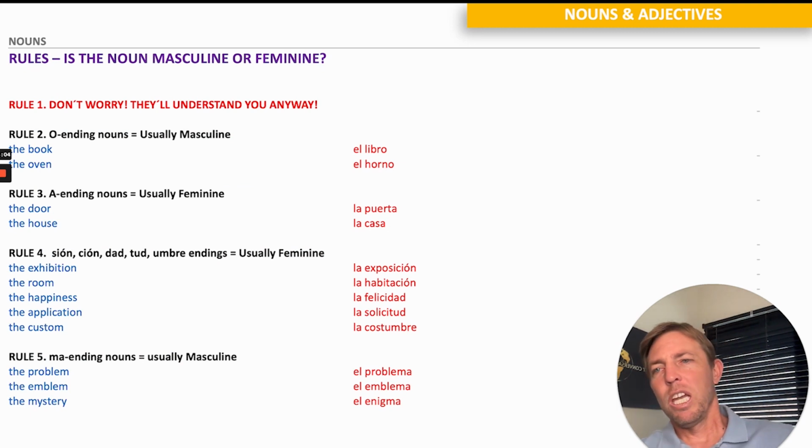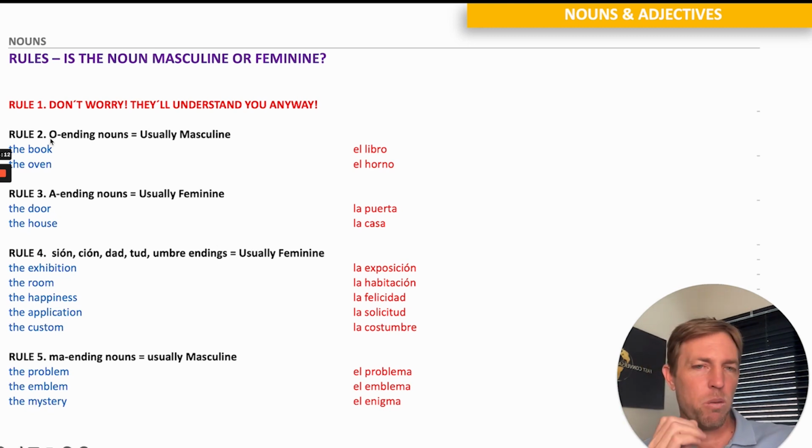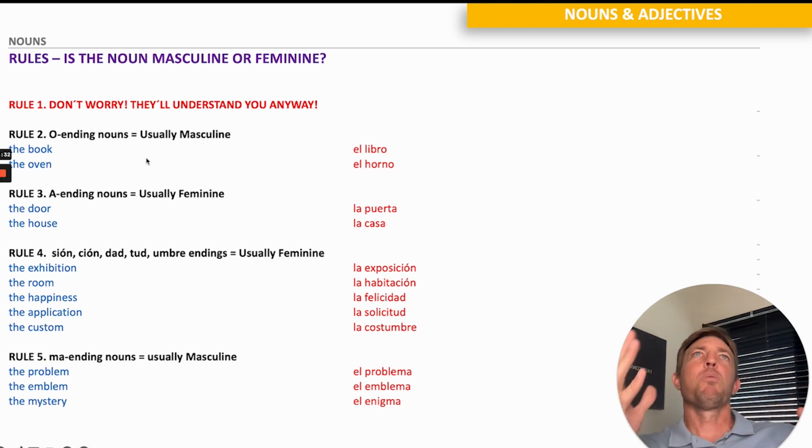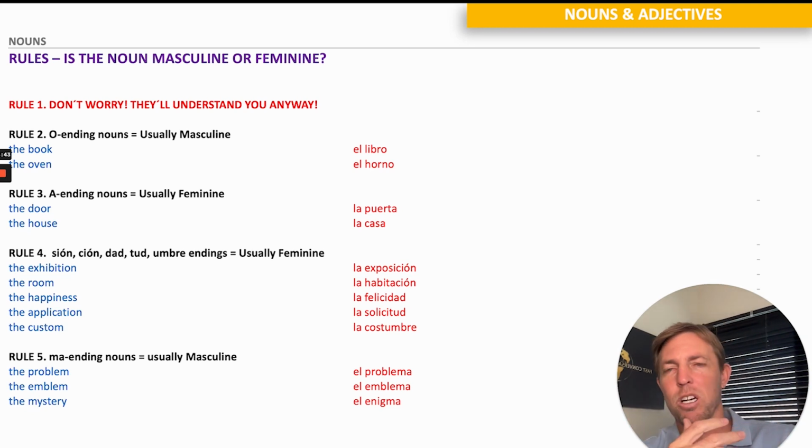Okay? Here are the rules for those who are really, really determined to know the rules. Here are the rough rules. Very rough. Rule number 2. Nouns that end in O are usually masculine. El libro, el horno. But la mano doesn't match the hand. So it doesn't always, this is a usually, it's not an always. So what's the rule? There is no rule. It's just the King of Spain 10,000 years ago said this is Spanish and here's some masculine things, and that's it. I don't know. 2,000 years ago, whenever Spanish started, I don't know.